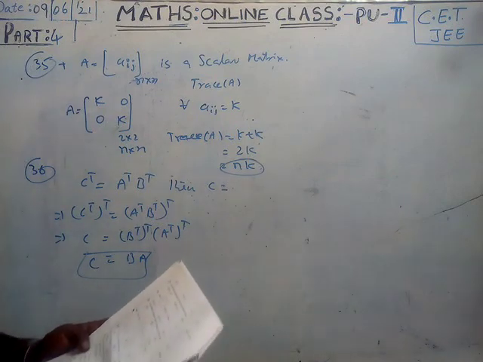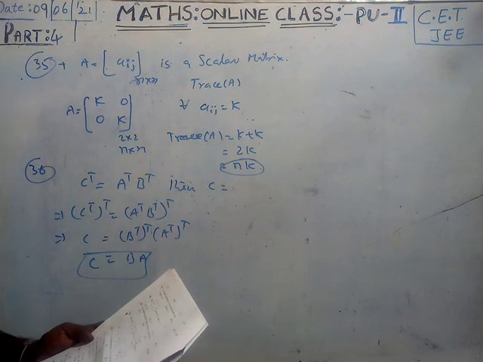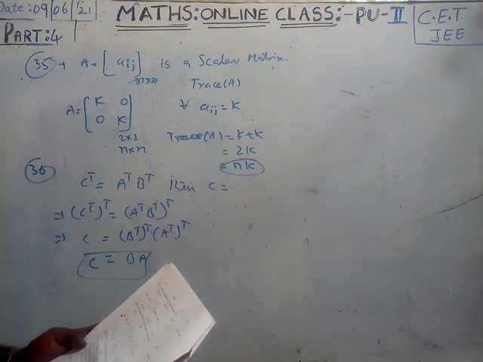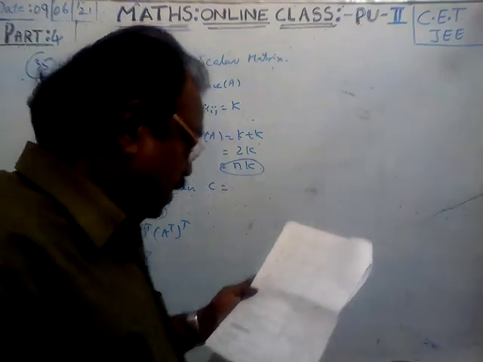That option is there. You verify that one. The second option. Next, 37 and 39 are simple concepts. You follow them well. So we will go to 38.